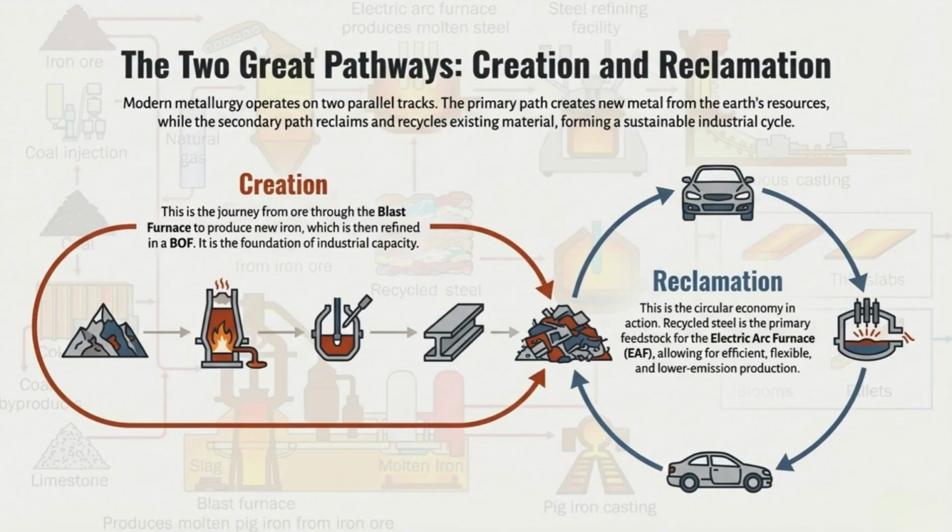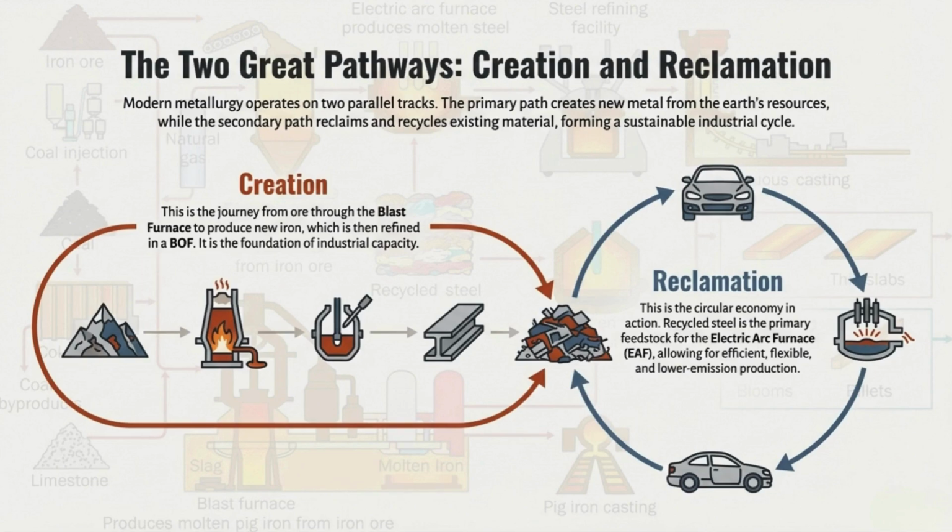Notice the difference here. The reclamation process is described as efficient, flexible, and lower in emissions. Because we aren't starting from raw rocks, we don't need as much energy, and we don't produce as much CO2. This pathway is how we ensure that the metals we mine today stay in use for hundreds of years to come. Whether we are creating new steel or reclaiming the old, both pathways are critical to our industrial capacity.